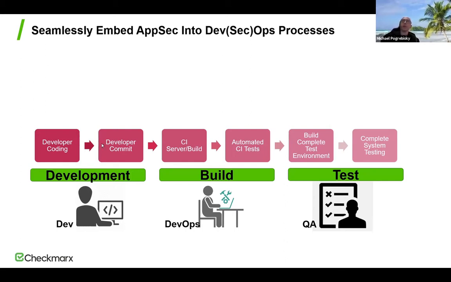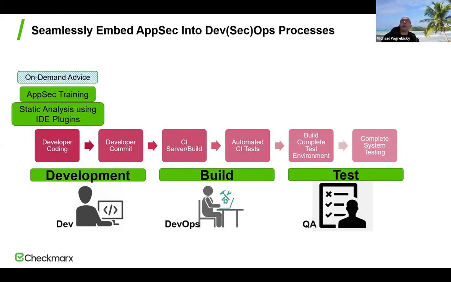So you have a developer coding, and then committing the code, and then you have the CI environment where the environment is built, and you have some automated CI tests such as unit tests. And then when you also have an intermediate deployment environment, you can also deploy it and run a set of functional tests on top of it.